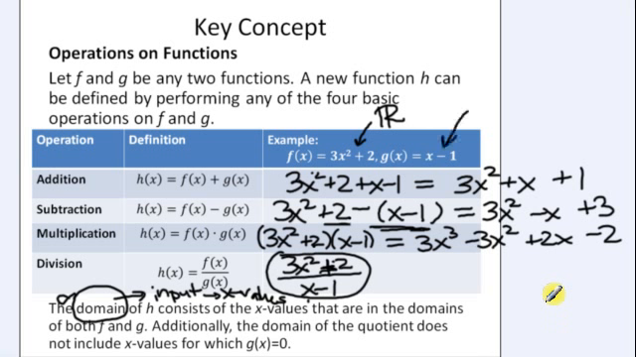Look at g of x. I'm not dividing by anything. I'm not taking an even root of anything. So I'm not limited in the domain. Domain is, once again, all real numbers. X could be absolutely anything. So then for addition, when I combine those two, the domain is still all real numbers. And that's actually the case for these first three here.